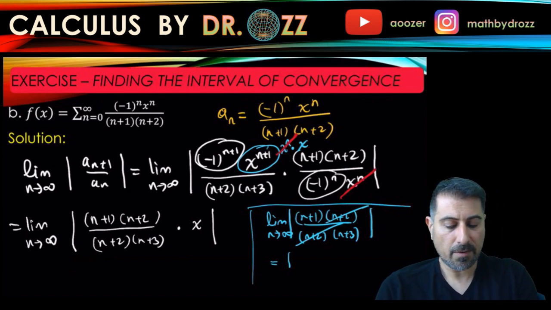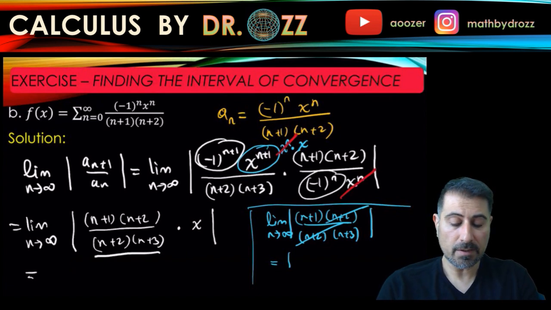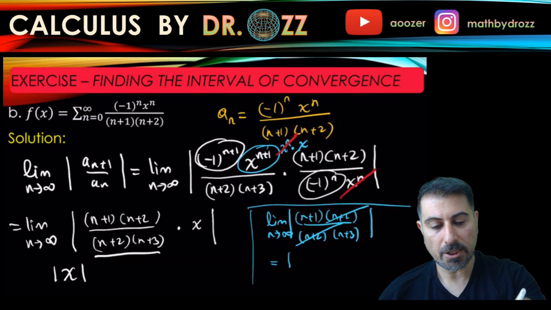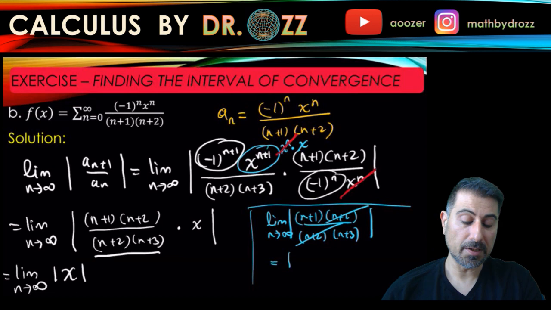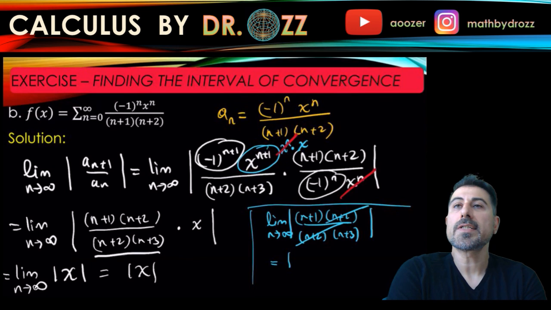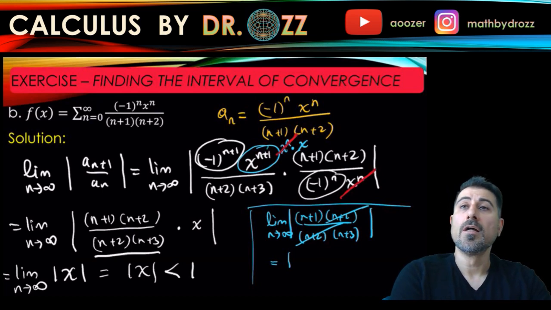Speaking of that, going back here, this limit on n is going to be 1, so the whole thing is going to be what? The absolute value of x. You can also add the limit here, but that doesn't change anything. Just to be precise, let me write that down here. This is exactly equal to the absolute value of x. The ratio test rules that the limit has to be less than 1 for convergence. So this implies that the absolute value of x has to be less than 1.